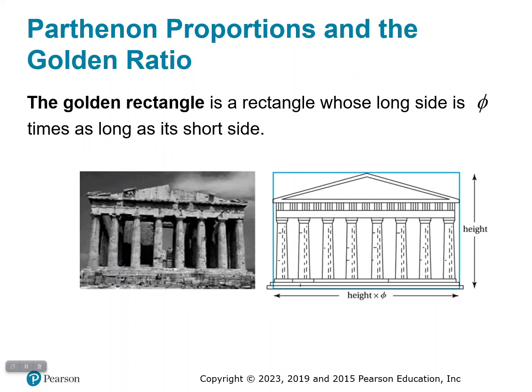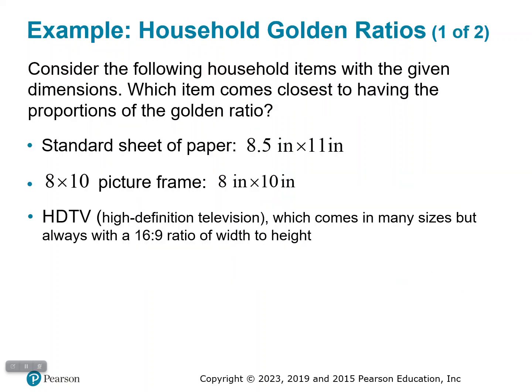Let's look at the Parthenon and its proportions. The golden rectangle is a rectangle whose long side is phi times as long as its short side. So whatever the height of the Parthenon is, and it used to go up here actually, it was higher. You could see in the rubble how it has come down. If we take that height and we multiply by phi, approximately 1.618, we'll get the length of the Parthenon. It's crazy, it's cool, and it's true. A lot of things built throughout the ages have had these golden proportions built in.